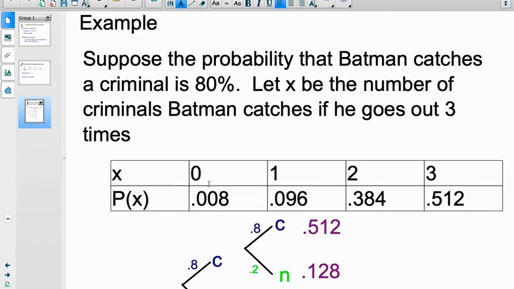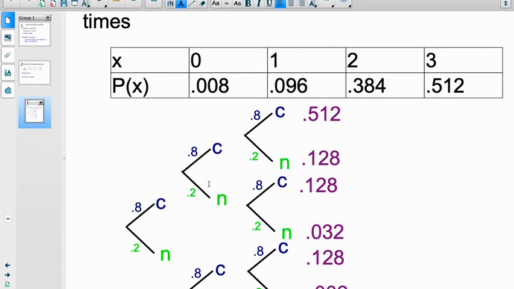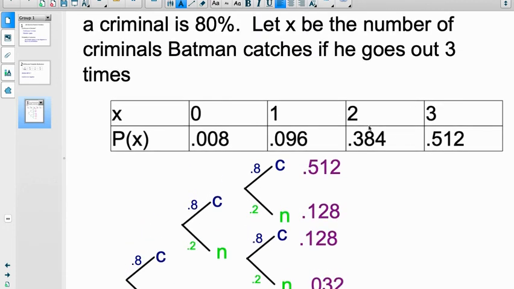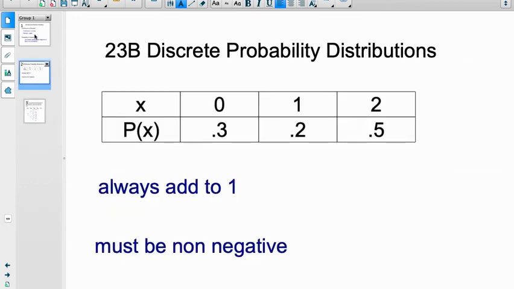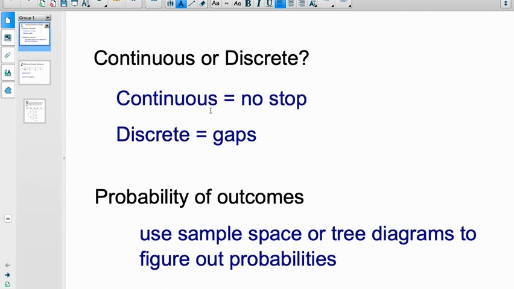So basically right now we're making tree diagrams or sample spaces, figuring out probabilities of things happening, and filling in a probability table. If you have any questions, please let me know.